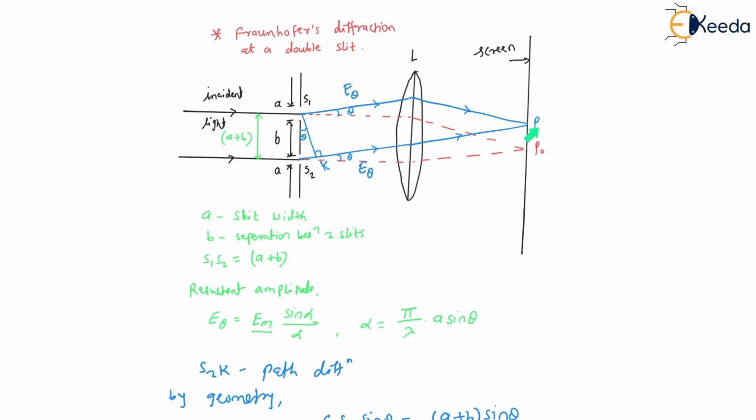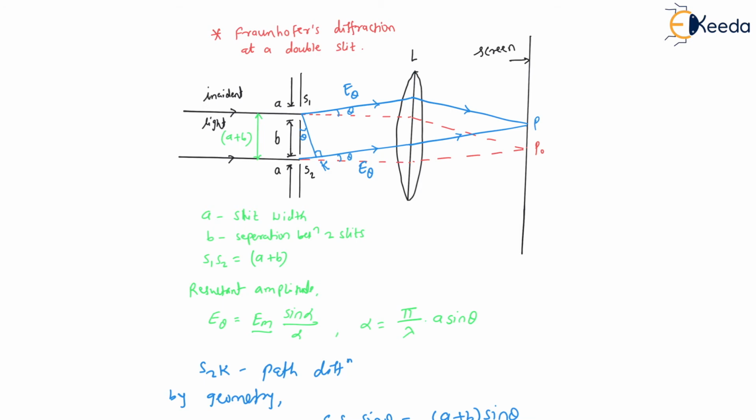And the resultant intensity on the screen is due to the interference of these two waves. So remember these two: in the double slit experiment, both diffraction and interference take place. Initially it is diffraction, and then later on it is interference.